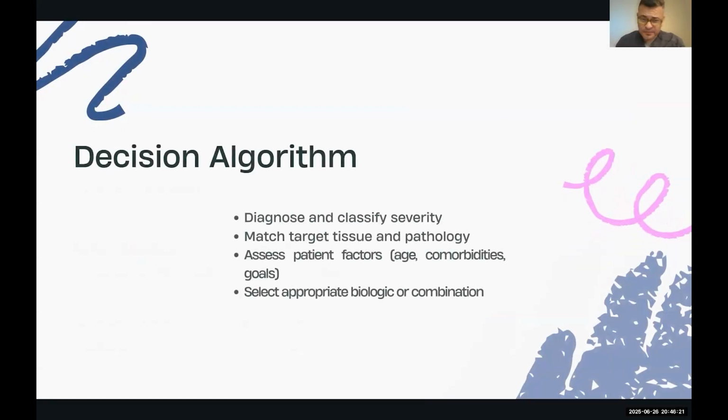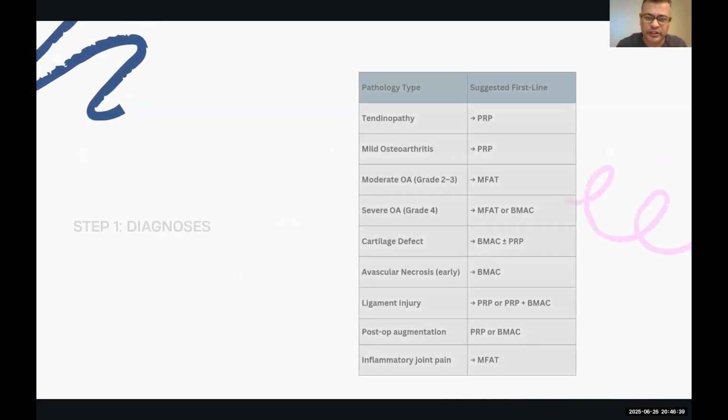Now, the algorithm, I'm not going to explain it, I'll go to the other slides. I prepared a couple of tables for you that you can print and have in your office if you want. You can learn it, and that kind of guides you to what is best to use in each patient, right? Remember, these are not carved in stone. These are just some guidelines that you can use.